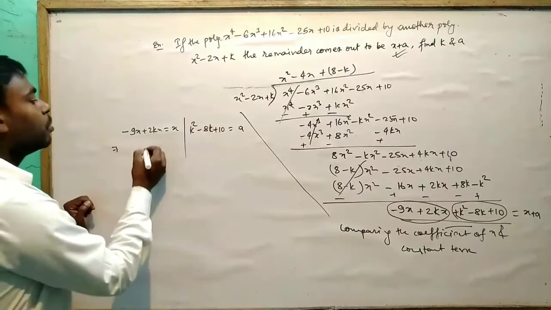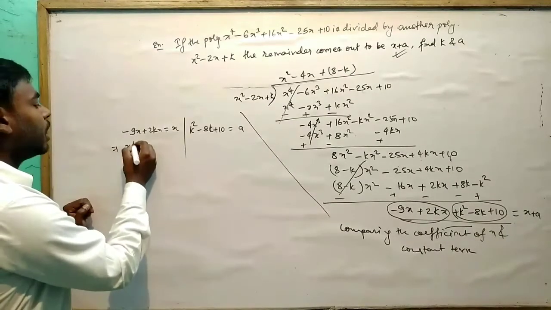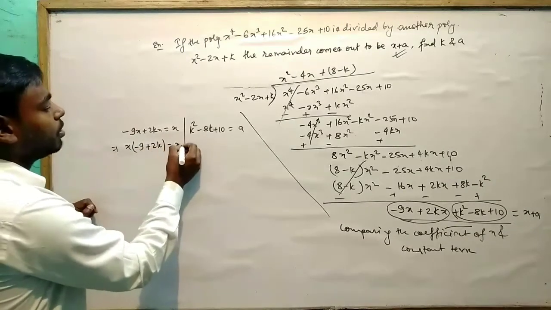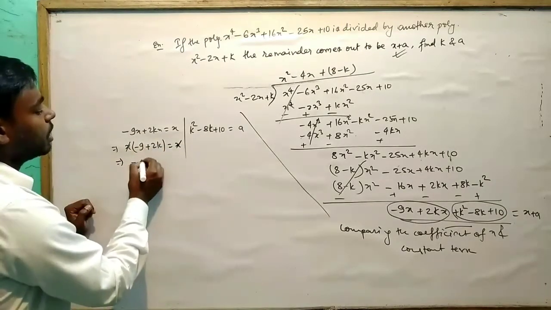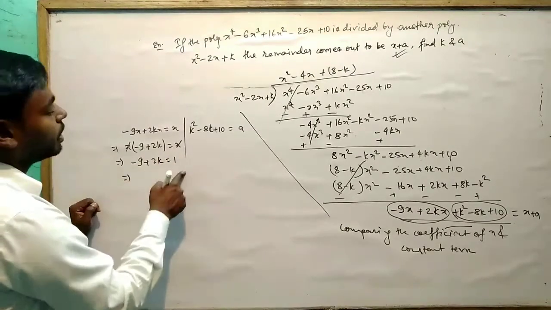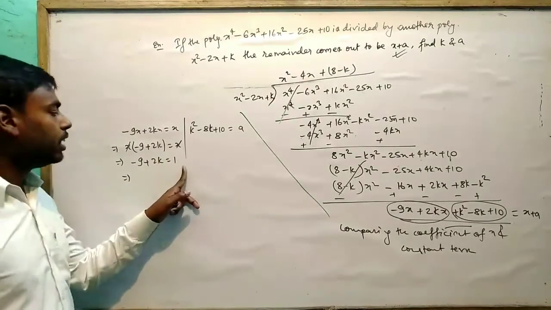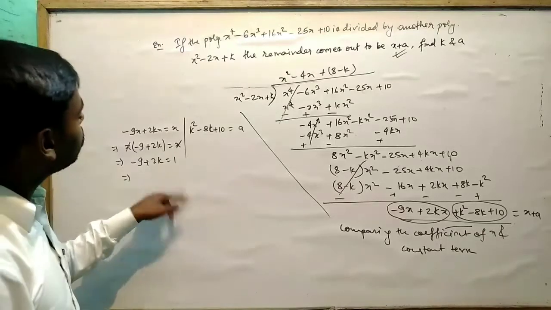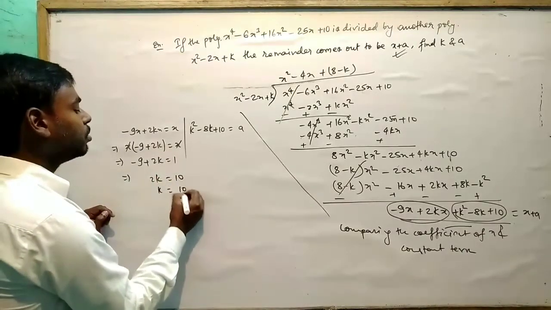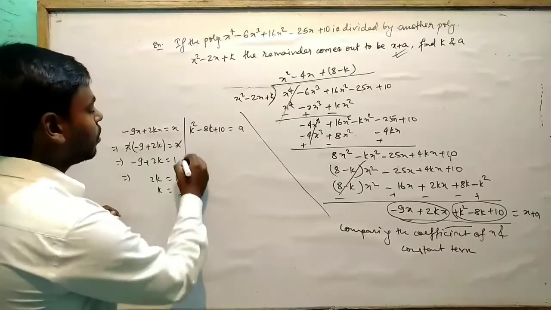A. Now we take x common here, and we get minus 9 plus 2k is equal to x. X gets cancelled, minus 9 plus 2k is equal to 1, and when we send the 9 here, it is 1 plus 9, 10, and when 2 is sent here, we get k is equal to 10 by 2, that is 5.